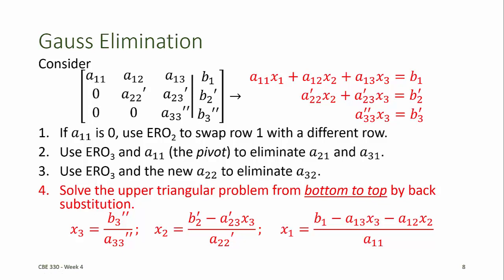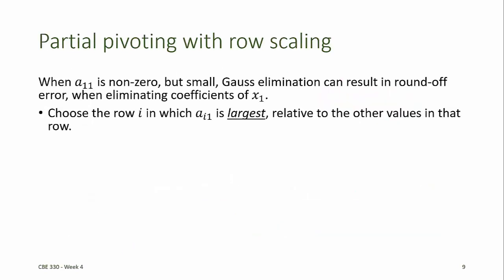Since Gauss elimination follows a prescribed pattern, it's straightforward to write a MATLAB script that will implement this method. Sometimes our pivot happens to be a very small non-zero number. When performing Gauss elimination using a small non-zero number as a pivot, this can result in round-off error. The Gauss elimination method can be improved by using what's called partial pivoting with row scaling.